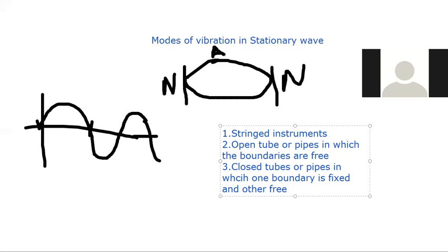Now, the overtone has a frequency that is an integral multiple of the first frequency, which I'm going to explain when we start doing the mathematics. In other words, we call it harmonic. When you do music, you get to understand what harmonics are.